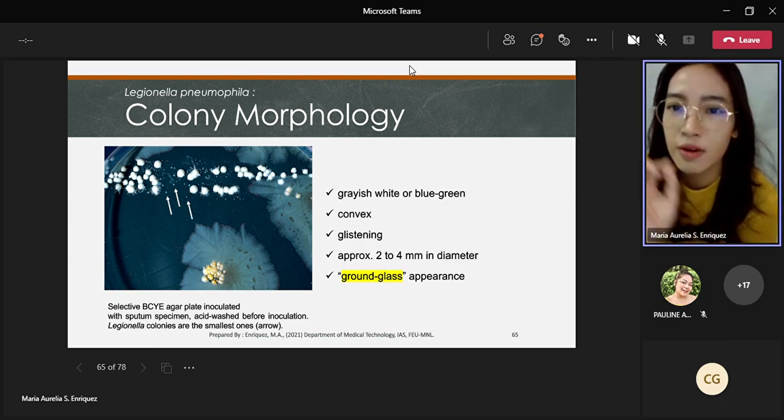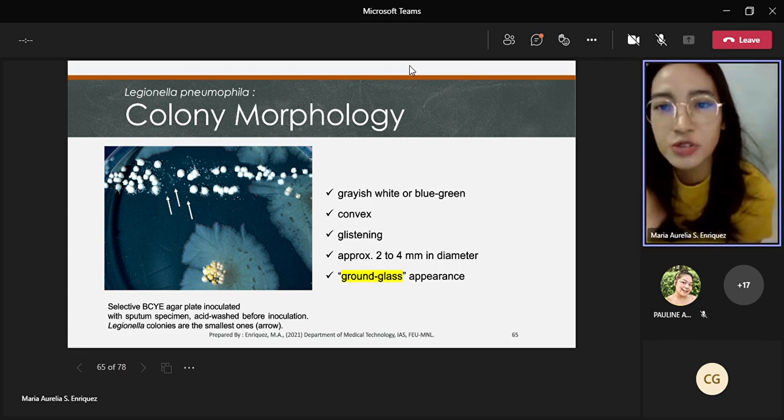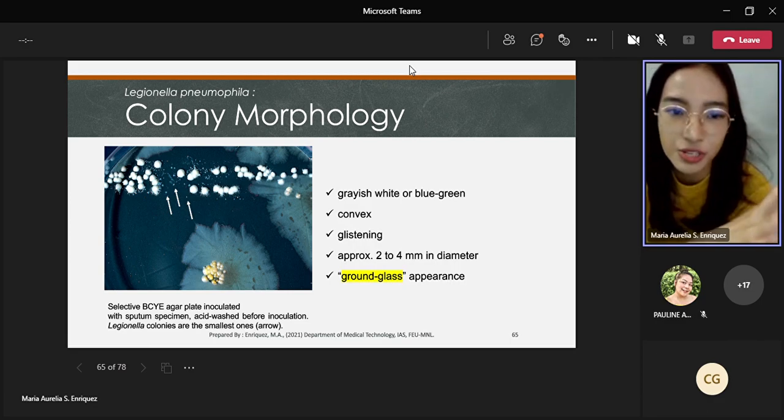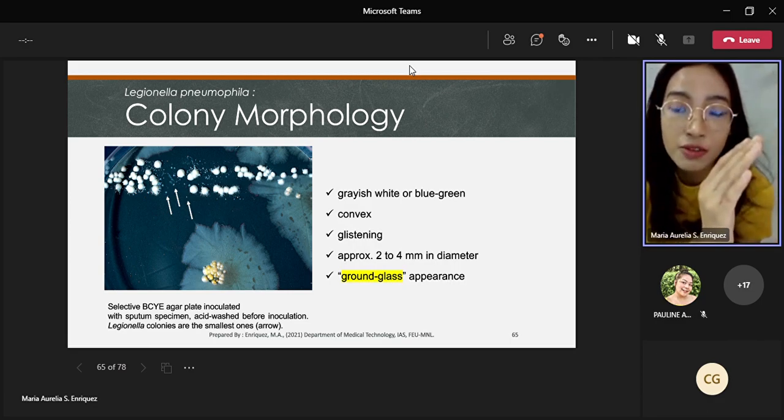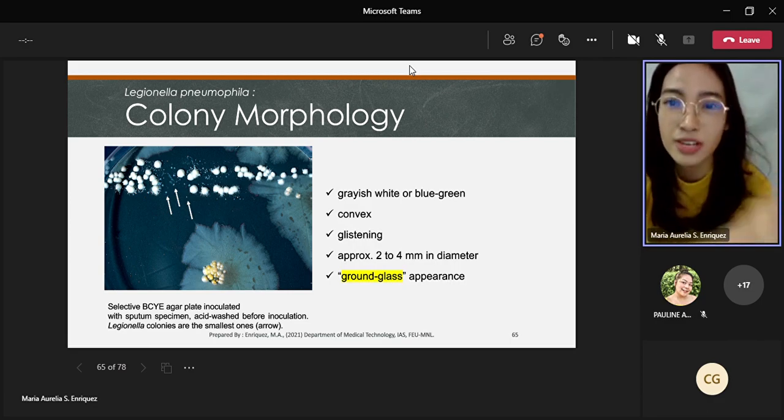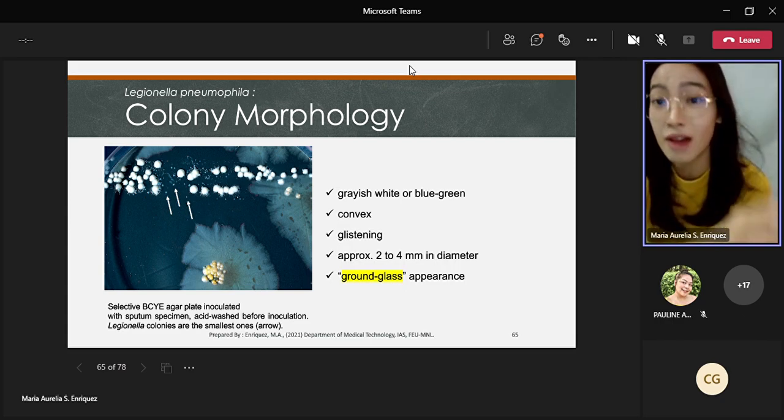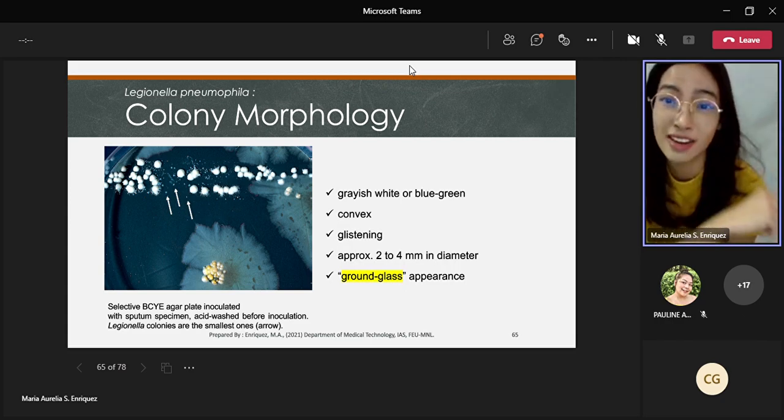And colonies would appear very small, grayish white to blue green, and they are also glistening. So kasama sa descriptions nila yung glistening, which has been described as a ground glass appearance. Ground glass in Tagalog, durog na salamin.